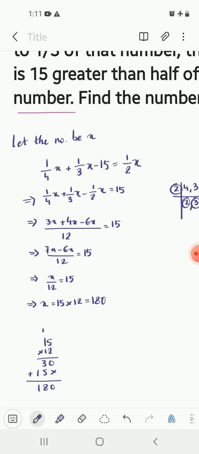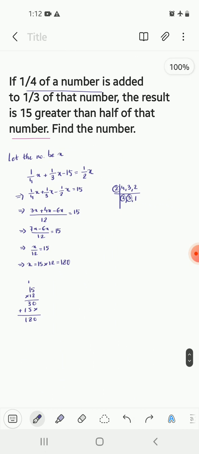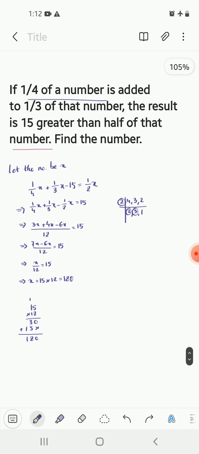We can check the answer. How? See, this equation will be true for x. 1 by 4 of x, find out 1 by 4 of x, then you add 1 by 3 of x to it, and then you subtract 15 from it. The answer that you will get is half of x, which means 180 divided by 2. You'll get 90, which means the answer is correct. So this is how you have to perform these kinds of sums.